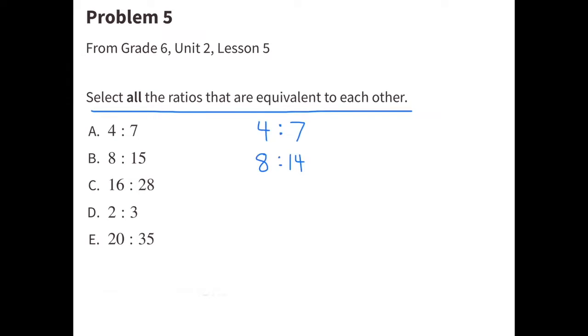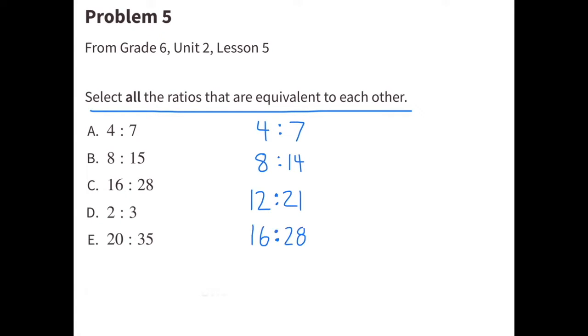4 times 2 is 8, and 7 times 2 is 14. 4 times 3 is 12, and 7 times 3 is 21. 4 times 4 is 16, and 7 times 4 is 28. 4 times 5 is 20, and 7 times 5 is 35.